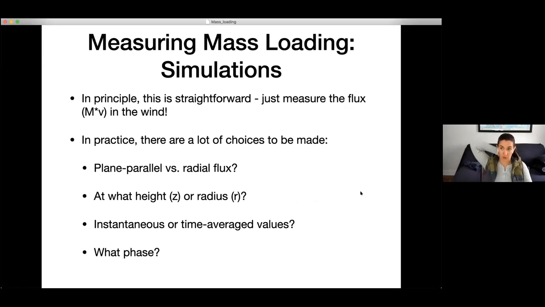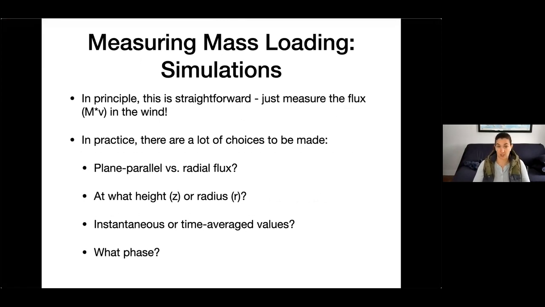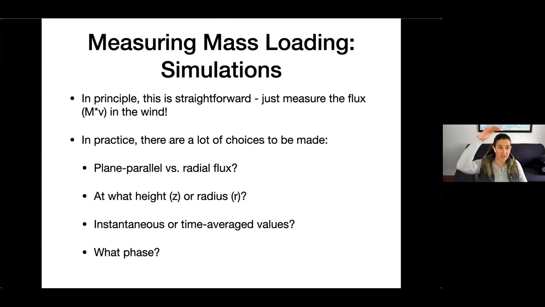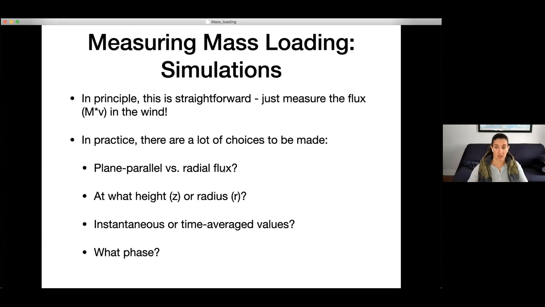Okay, so now on to how we actually measure mass loading in simulations first. In principle, this is very straightforward. This is why we like simulations. You can measure whatever you want generally. In this case, all we want to do is measure the flux that's in the wind or the outflow. I'm using those interchangeably here. In practice, of course, there are a lot of choices left to be made. In particular, you might have to decide whether you're going to measure in a plane parallel sense, just as a function of height, for example, from a disk, or radial flux outward from the galaxy.